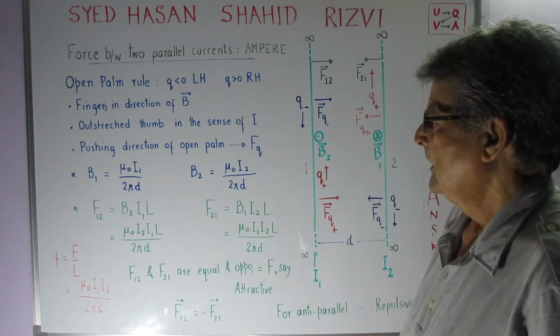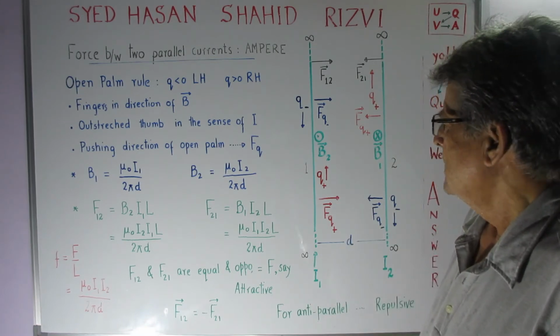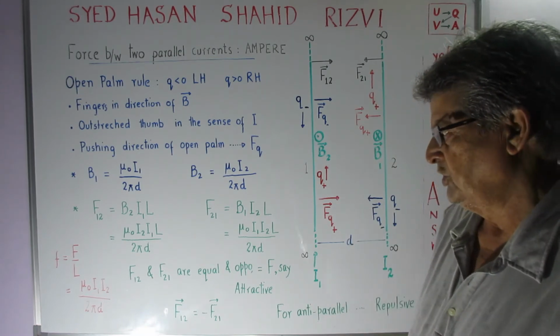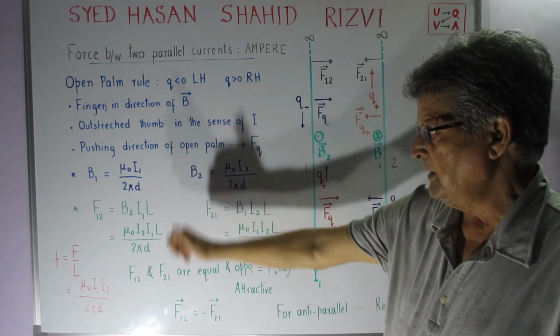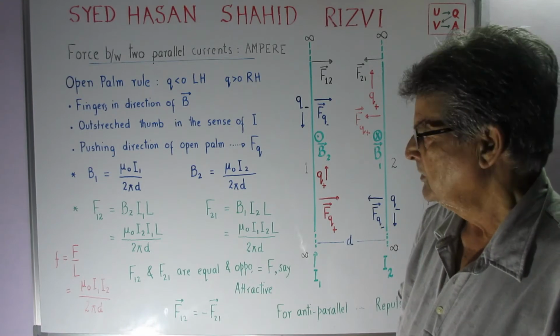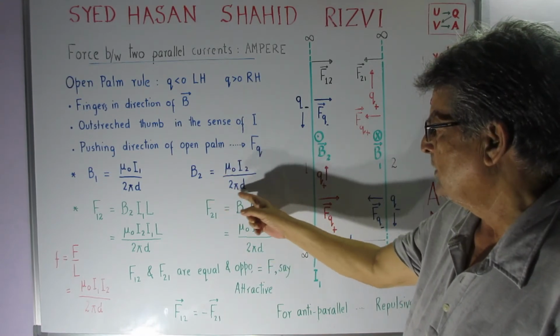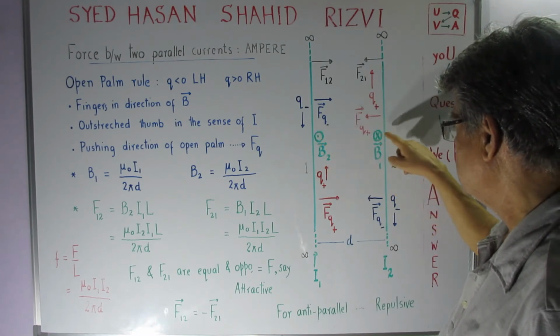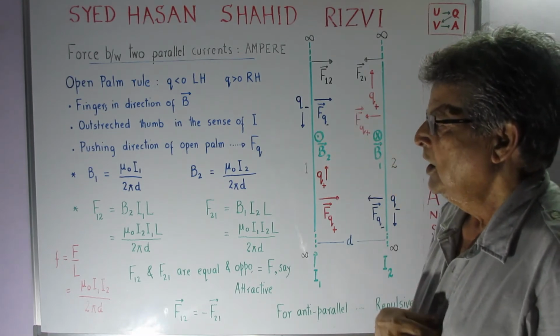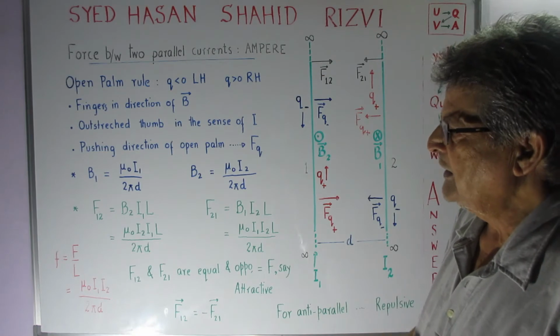Now let's see that B1 will be equal to how much? This we have already derived: B1 = mu naught I1 upon 2 pi d, and B2 = mu naught I2 upon 2 pi d, as they have been shown. So now there is another formula that we had.